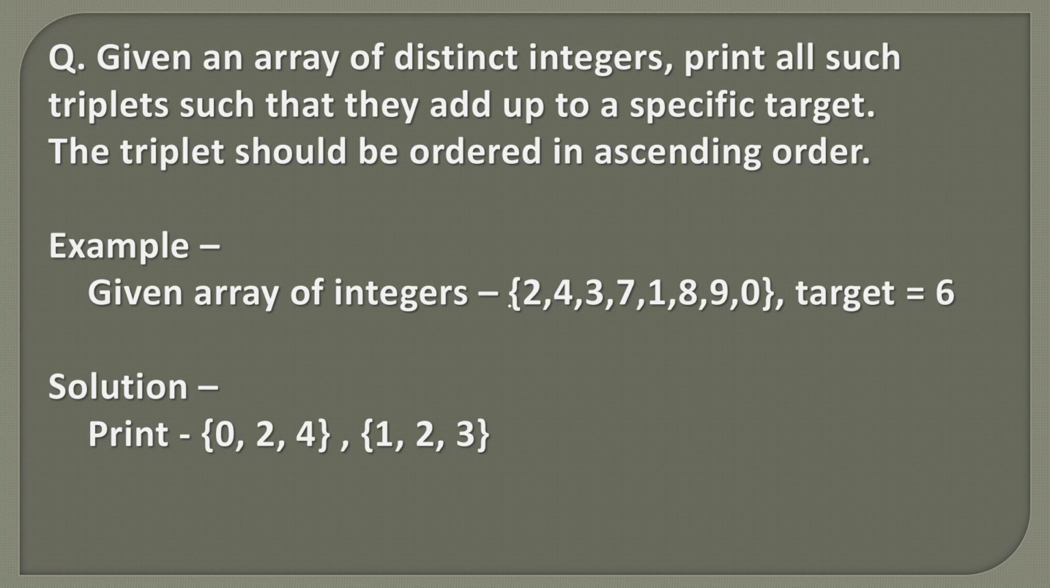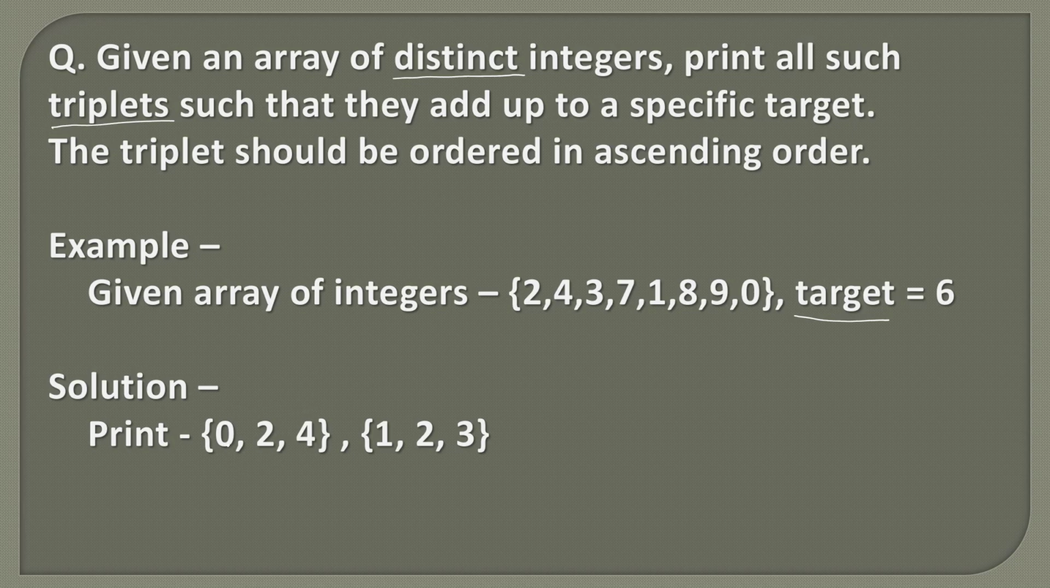So let's say we are given an array of integers. These are distinct integers: 2, 4, 3, 7, 1, 8, 9, 0. We need to print all such triplets such that they add up to a specific target. So we have been provided with the array and a target value. The triplet should be ordered in ascending order. So we need to find three numbers in such a way that when we add them we get a target of 6, and the numbers should be in ascending order.